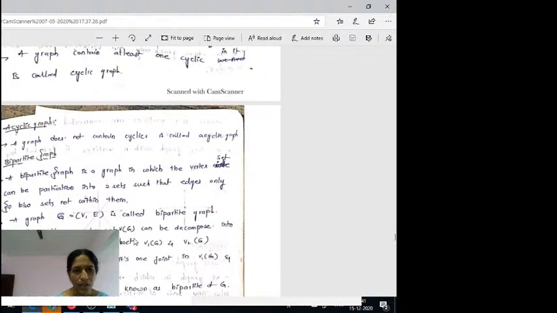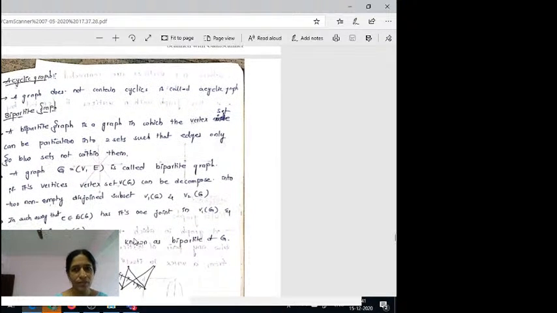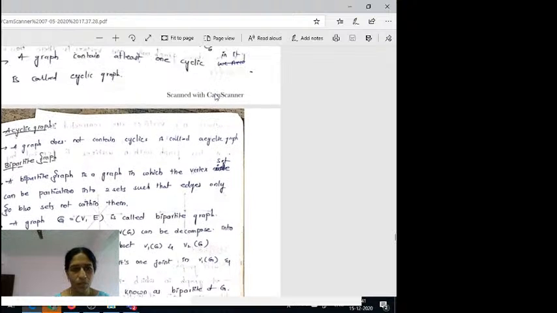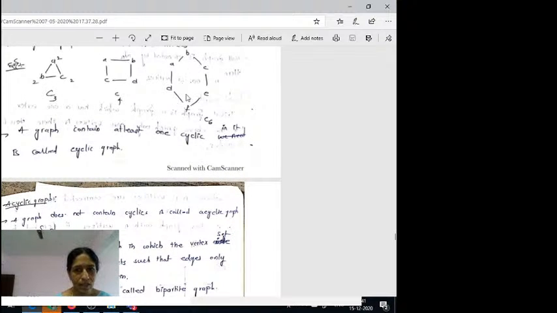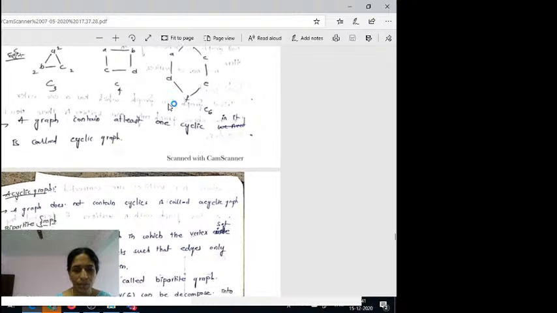Next, coming to the acyclic graph. Here, a graph that does not contain any cycles is called an acyclic graph. Suppose here you remove this edge, then we can call this an acyclic graph. Okay, coming to the bipartite graph.